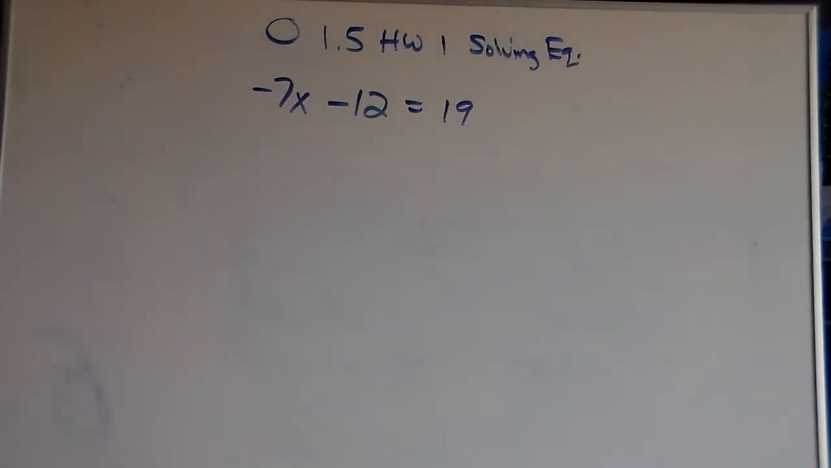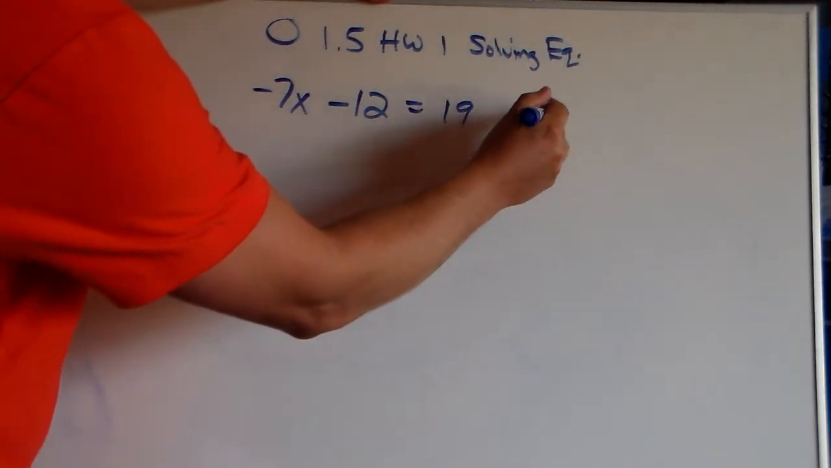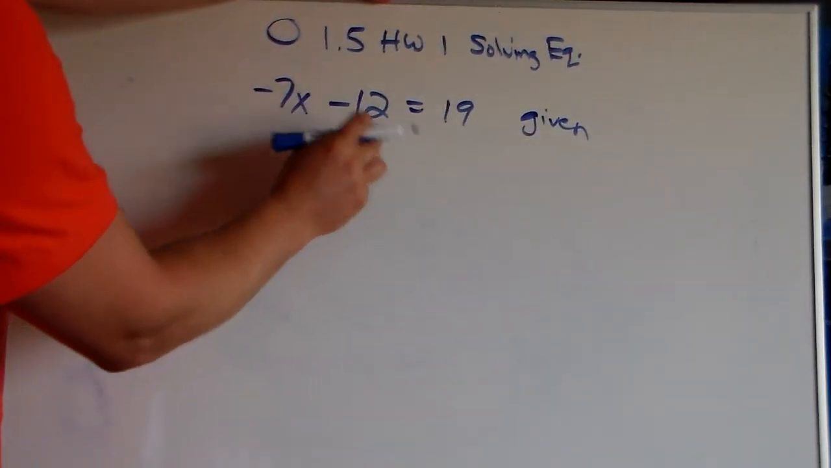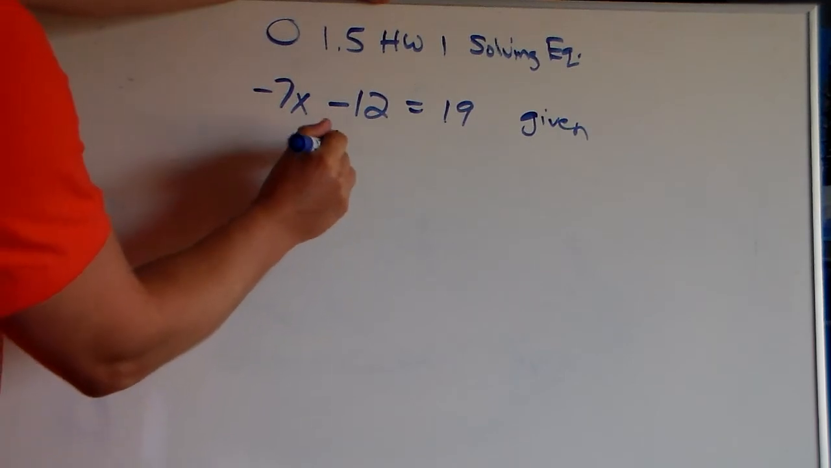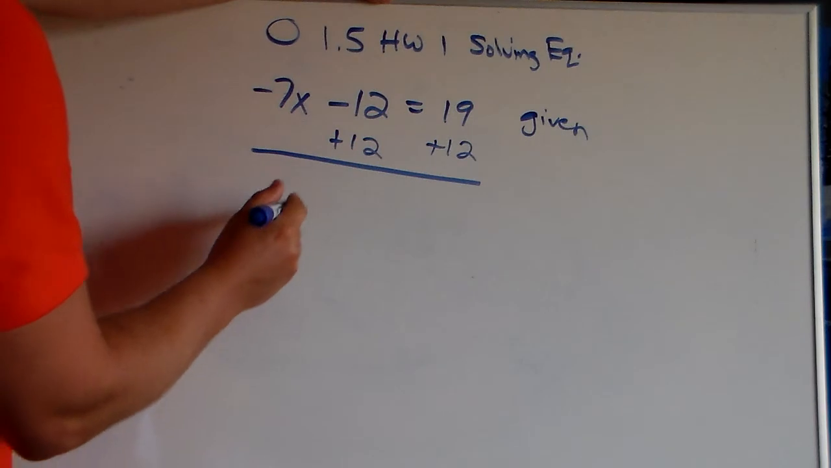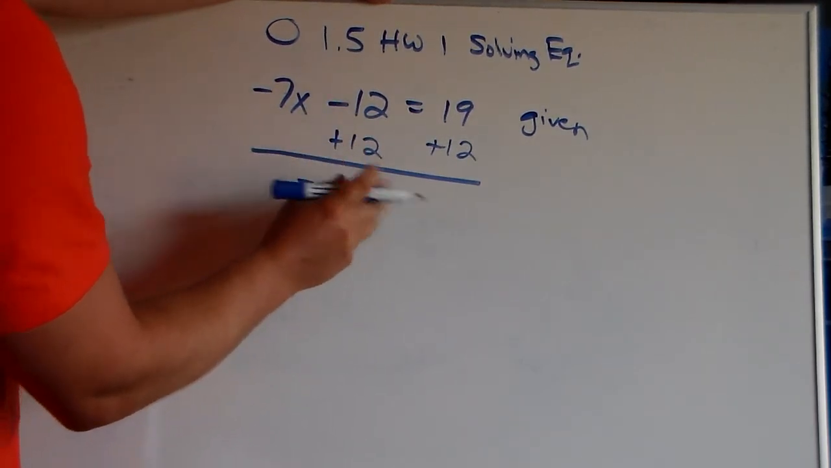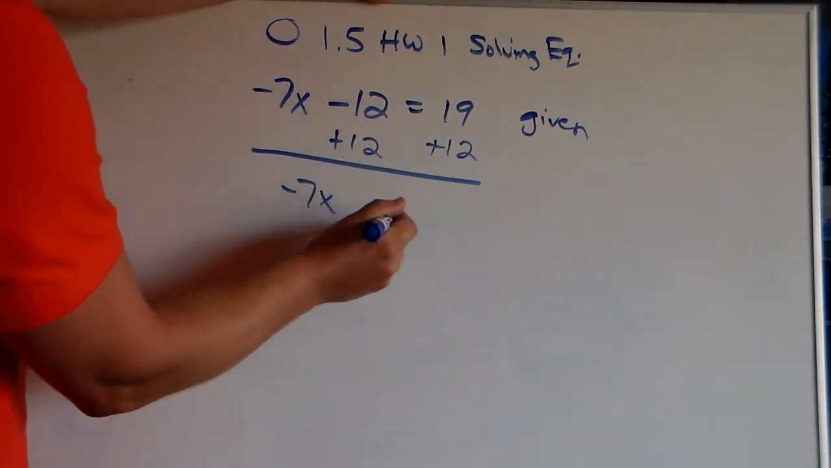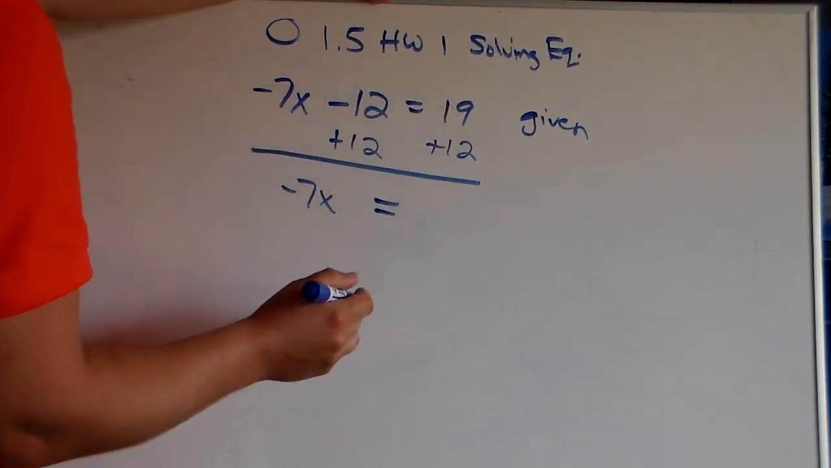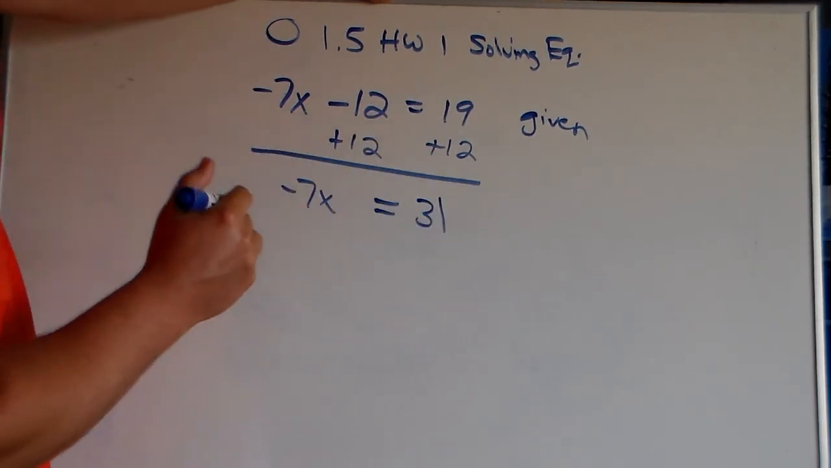Alright, so problem number 4, we have negative 7x minus 12 equals 19. So, we're going to crunch it out and get x all by itself, just like what we've been doing. We've got to move that negative 12 to the other side. We do that by inverse operations. Add 12 to both sides. Negative 7x. Negative 12 plus 12 is 0, so we don't write anything there. Carry down our equal sign. 19 plus 12 gets you 31.